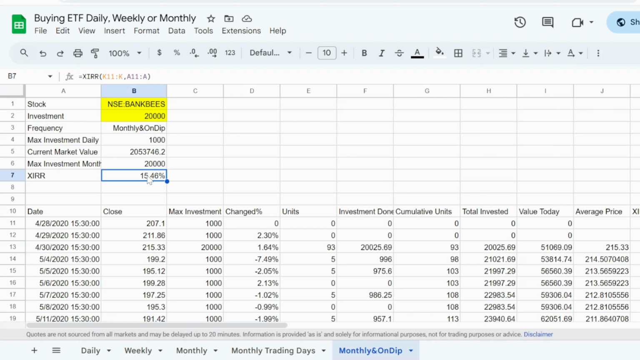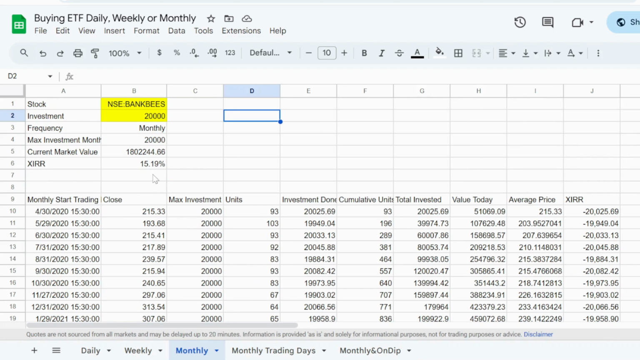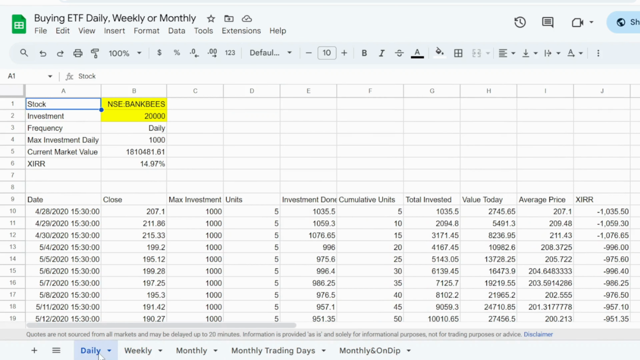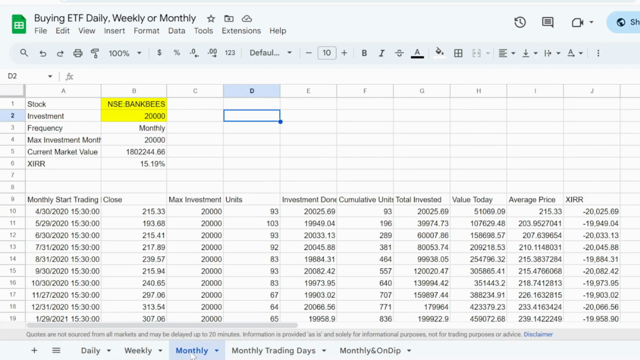So if you have to decide to do the SIP between daily, weekly and monthly, the best is to do monthly. As you can see, the XIRR is more than daily, then weekly. The monthly is more. We have checked that. This XIRR we have checked in Nifty Bees as well as Bank Bees, and you can check it in any of the ETFs. I'll be sharing the whole Google sheet for buying ETFs daily, weekly and monthly, so that you can do your analysis also, as to which is the best option to buy between daily, weekly and monthly.